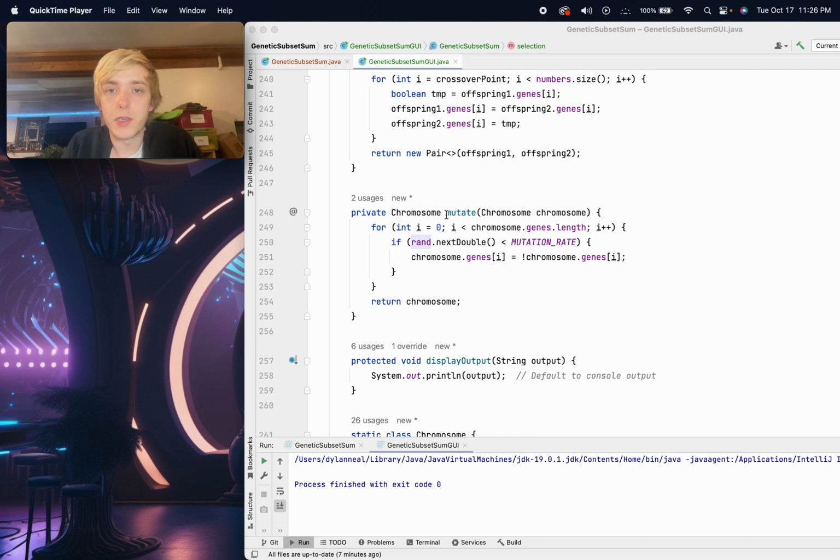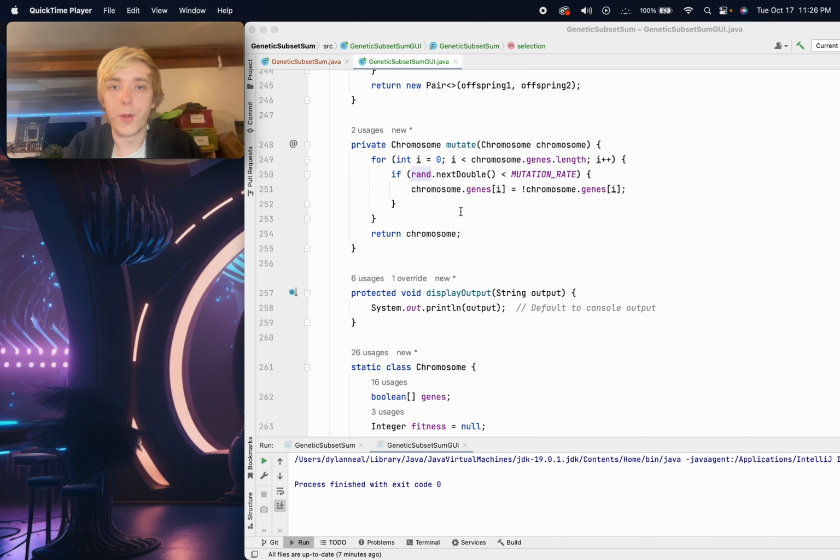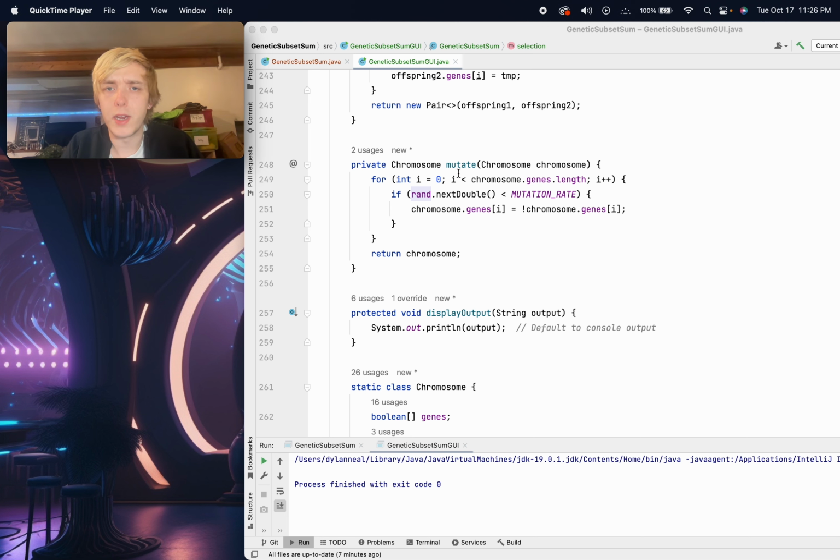The next concept to understand is mutation. Mutation introduces small random changes into the offspring, and this is essential for maintaining genetic diversity in the population and helps to avoid premature convergence to a suboptimal solution. This mutation method iterates over each gene of the chromosome with a small probability of flipping its value.